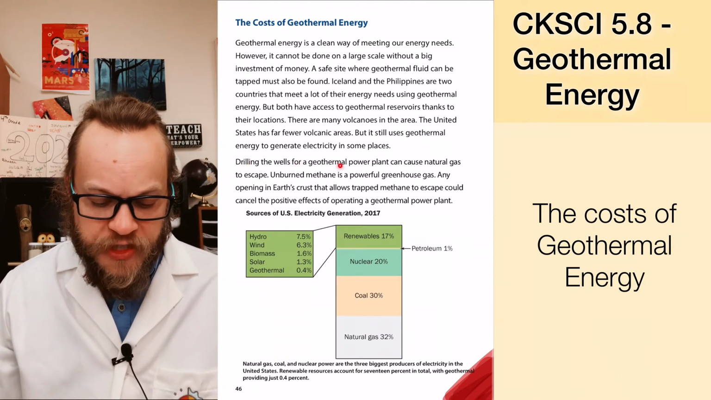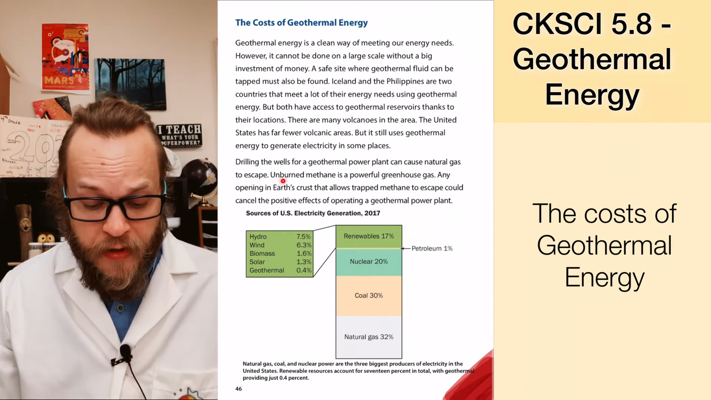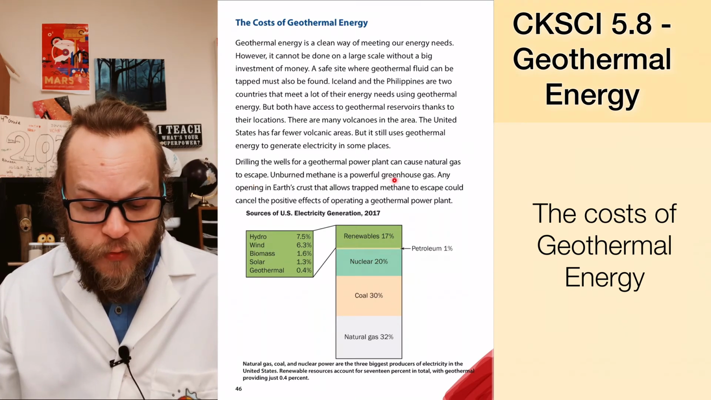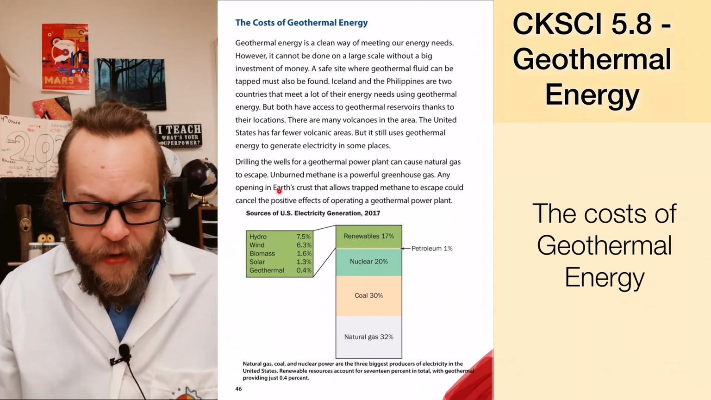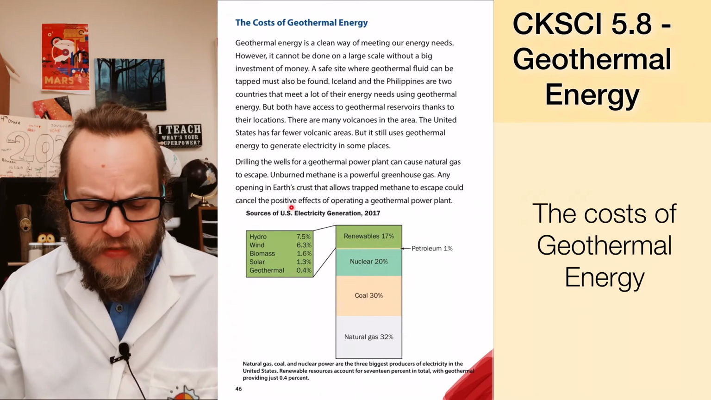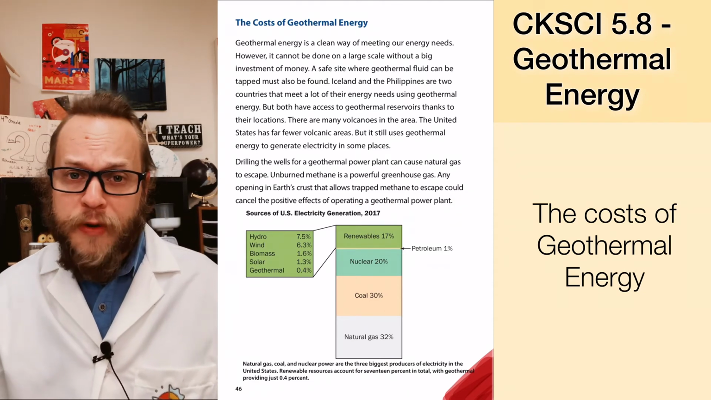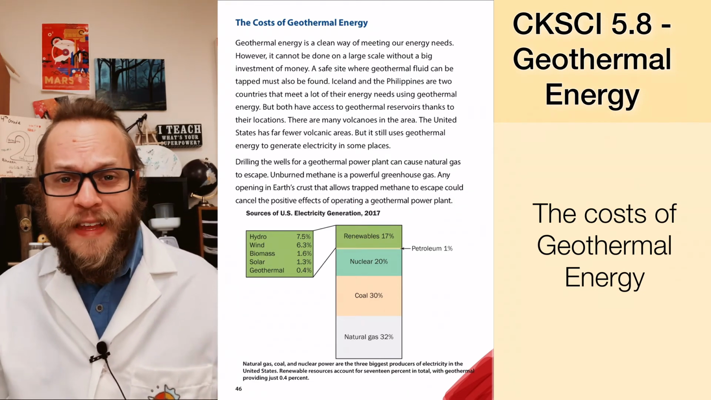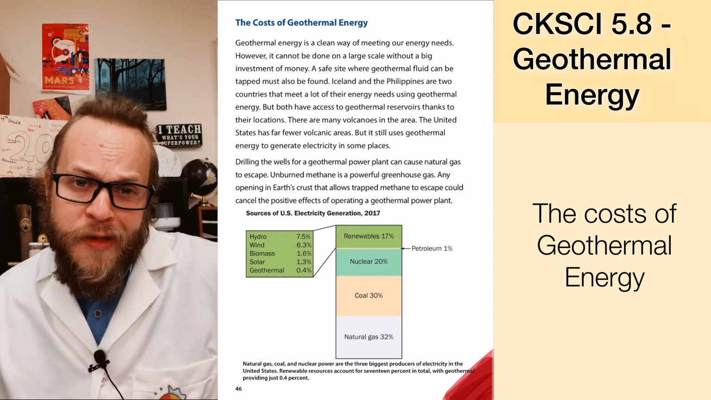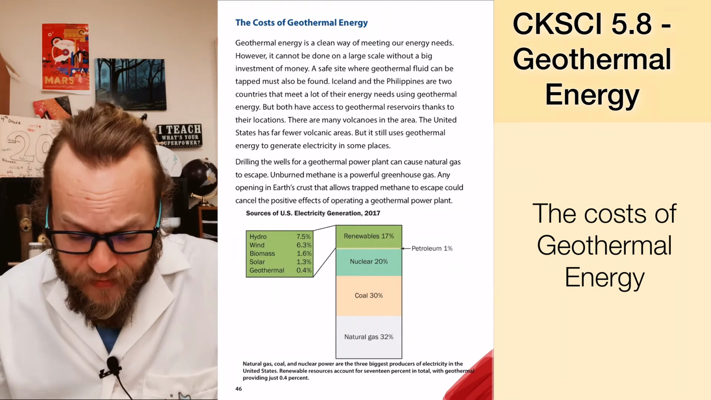Drilling the wells for a geothermal power plant can cause natural gas to escape. Unburned methane is a powerful greenhouse gas. Any opening in Earth's crust that allows trapped methane to escape could cancel the positive effects of operating a geothermal power plant. So if you're not careful with where you're drilling and let that natural gas out, then maybe you're not as clean as you might pretend to be.